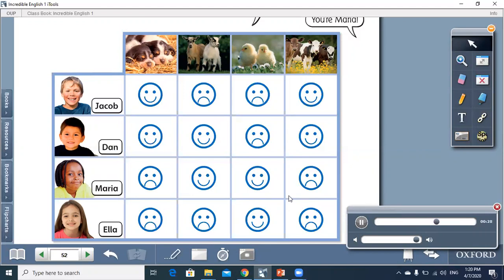I like puppies. I don't like goats. I don't like chicks. I like cows.